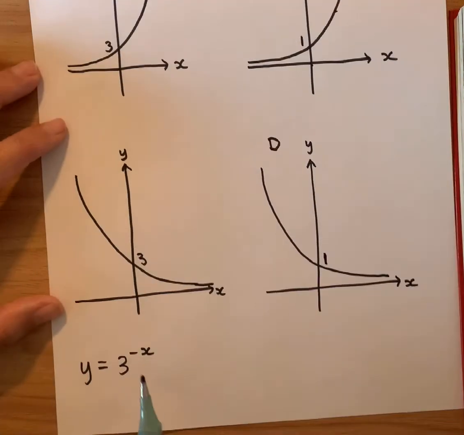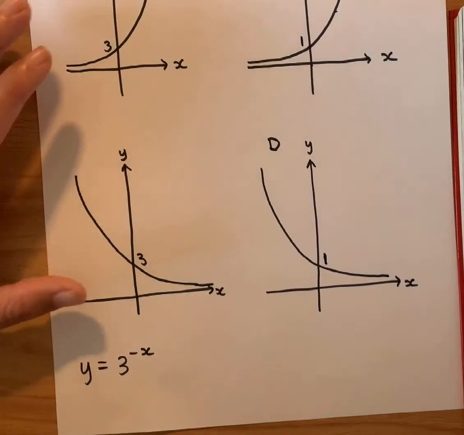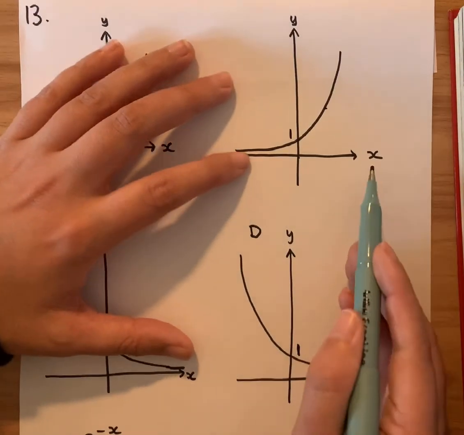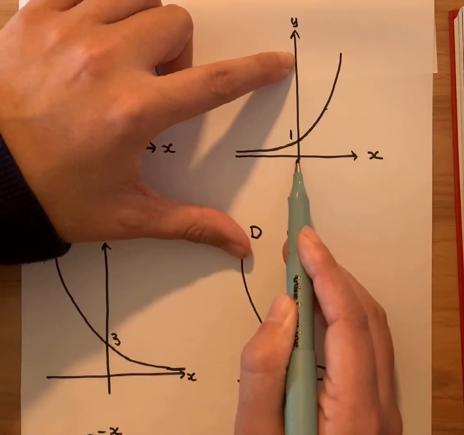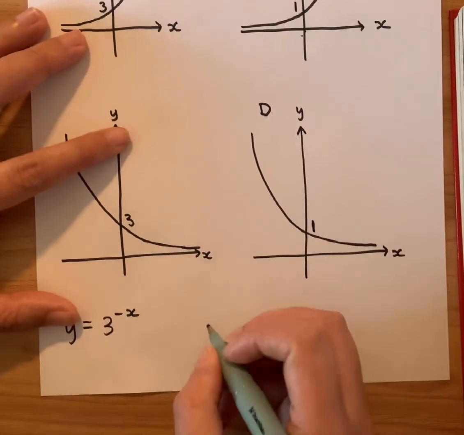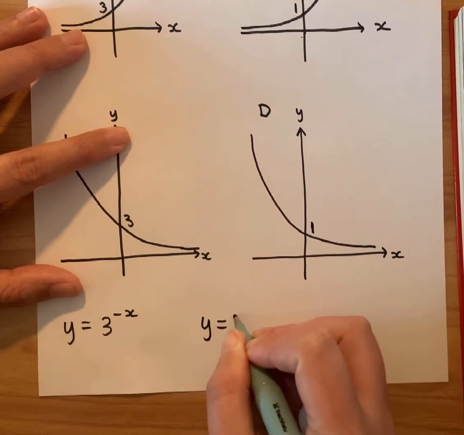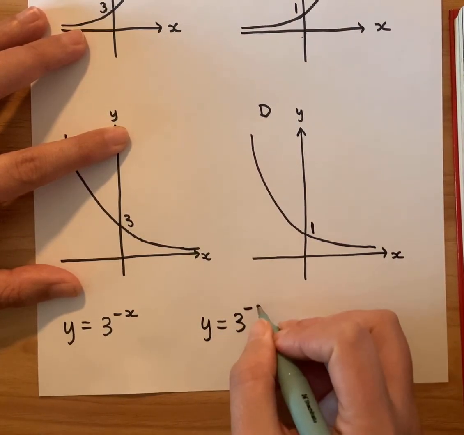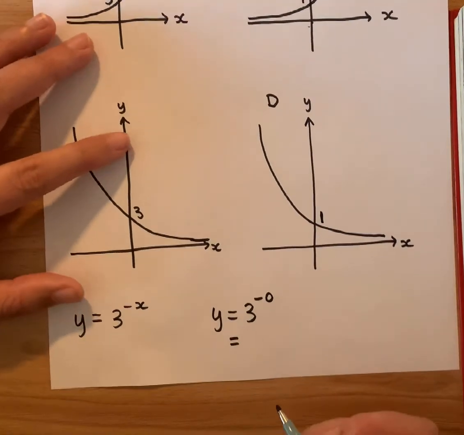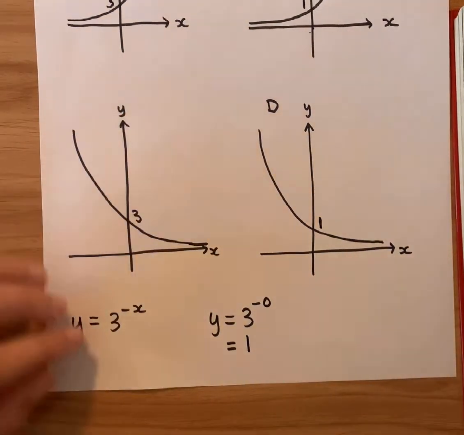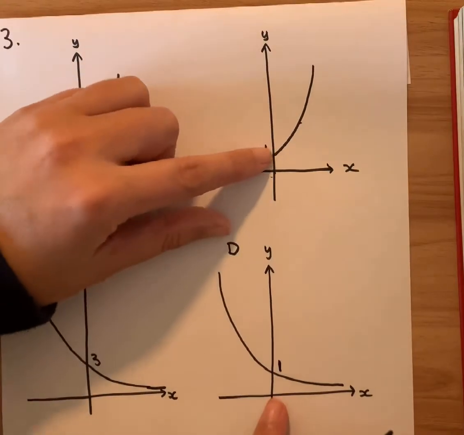Now we just said that we know this is going to cut at 1, but let's just test it. So the y-axis is when x is 0. So if we put in y equals 3 to the minus 0, because x is 0, we get 3 to the power of 0, which is just 1. So that means that y has to be 1. When x is 0, y has to be 1.